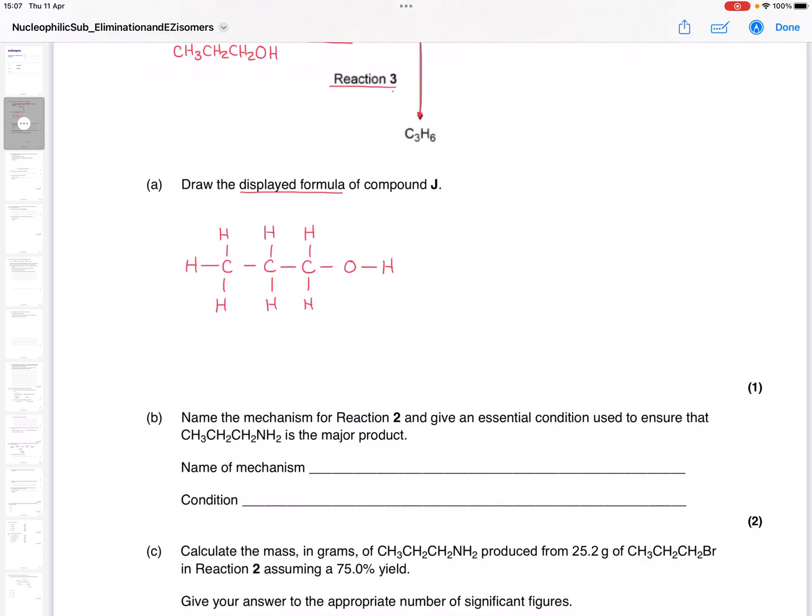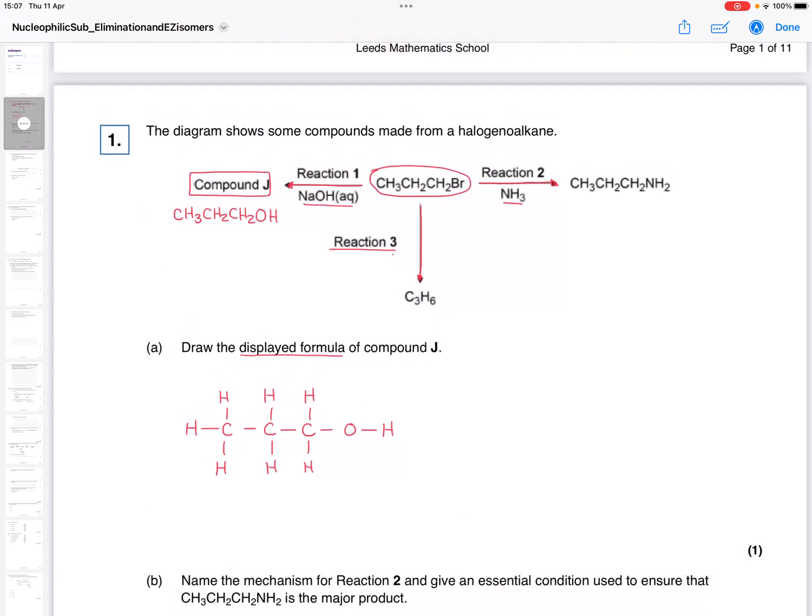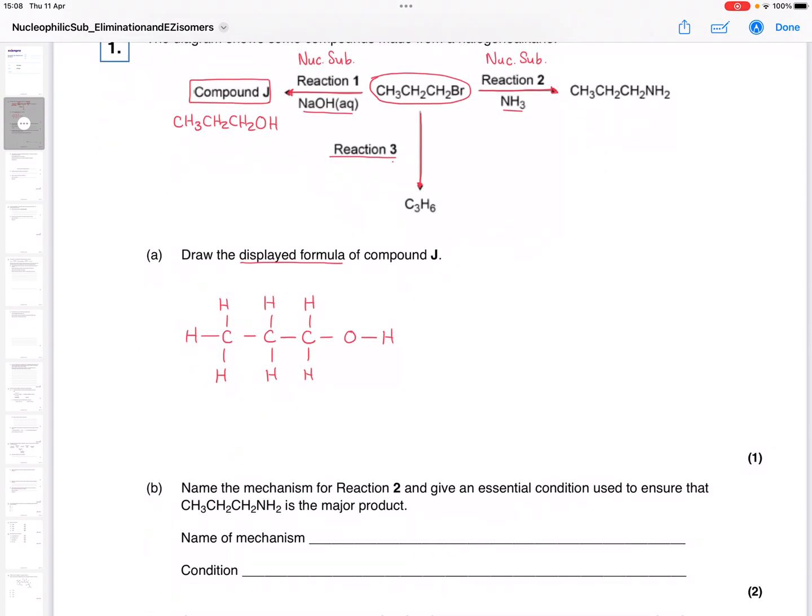Name the mechanism for reaction 2 and give an essential condition used to ensure that the propylamine is the major product, CH3, CH2, CH2, NH2. Let's have a look at reaction 2. Reaction 2 is the reaction of the halogenoalkane with ammonia. So we can see here we have another nucleophilic substitution. Reaction 1 is a nucleophilic substitution. Reaction 2 is also a nucleophilic substitution. The ammonia is acting as the nucleophile.